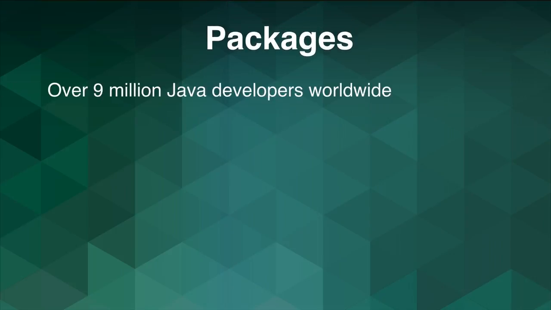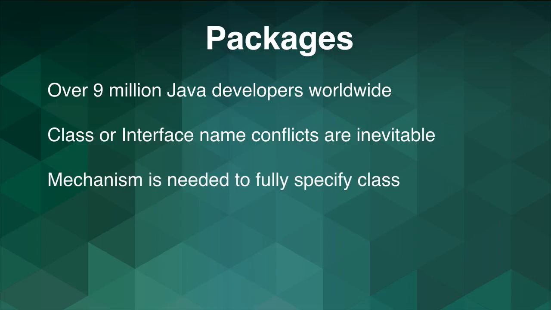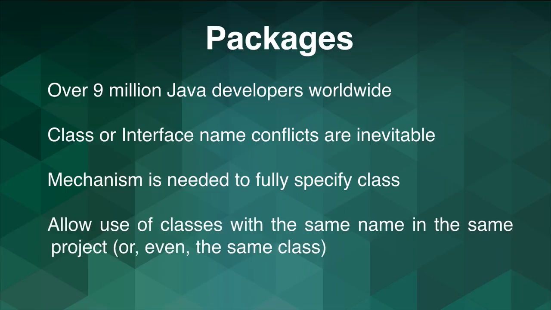So firstly, talking about packages, things to keep in mind: there's over 9 million Java developers worldwide. So class or interface name conflicts are going to be inevitable, because the thing to remember is that people are going to use common words, so it's highly likely that you're going to find these conflicts. As a result of this, Java was pretty forward thinking, and a mechanism was needed to fully specify the class, and as a result to allow use of classes with the same name in the same project or even the same class itself. So let's go back to the code and talk about that a bit more.